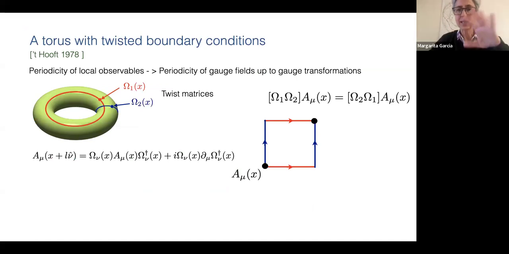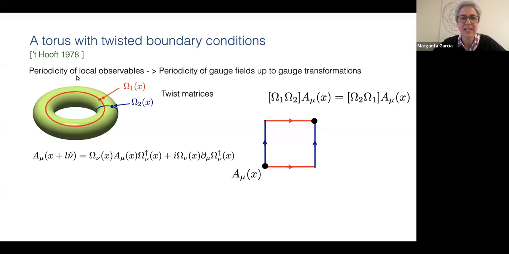So to understand a little bit how to cure the problem in TEK, I will start by introducing twisted boundary conditions. I guess all of you know about this. I will try to go fast, but it will be useful for me in order to explain how to address the problems of TEK. So twisted boundary conditions were introduced by 't Hooft in the late 80s.